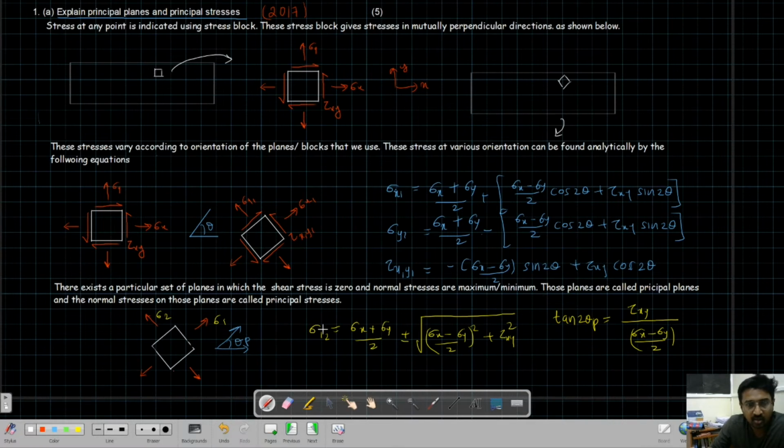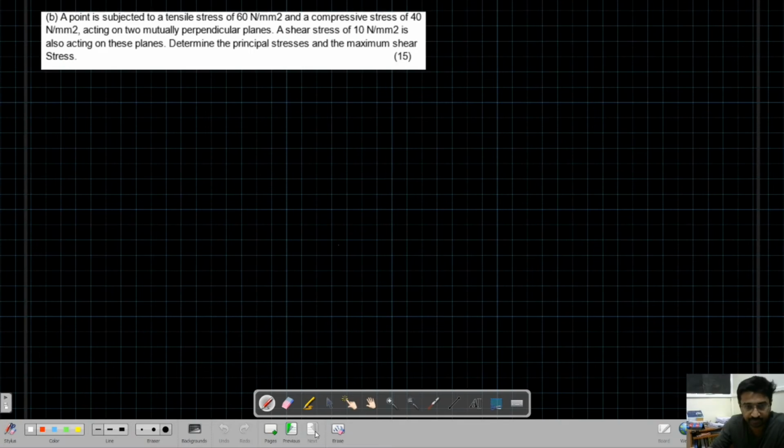Okay. And how do you find the values of those principal stresses? Using this formula: (sigma x plus sigma y)/2 plus or minus the square root of ((sigma x minus sigma y)/2) whole squared plus tau xy whole squared. For tan 2 theta p, the angle of orientation of the principal plane, this orientation can be found by tau xy divided by (sigma x minus sigma y)/2. Okay. So this is how you answer this problem. If you are not able to recall this part, if you write this much, then also it is fine. But if you write the entire thing, it's a sure shot 5 marks.